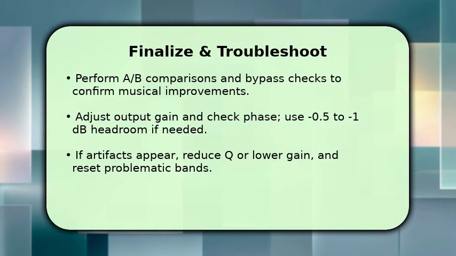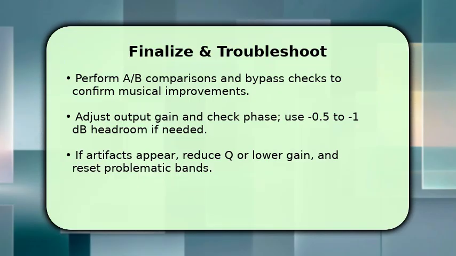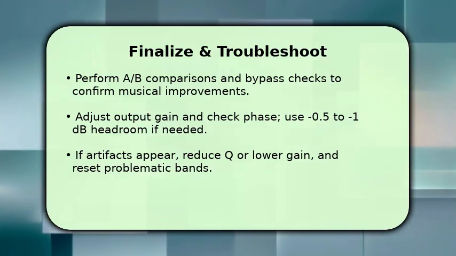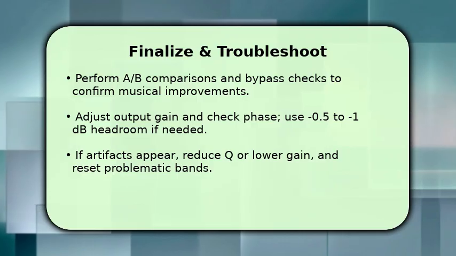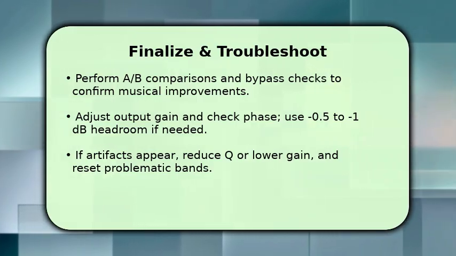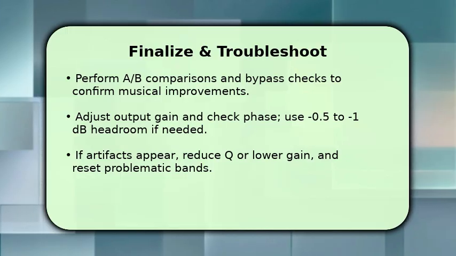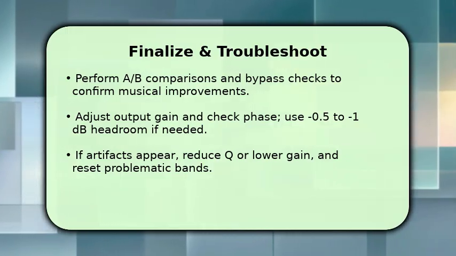You finish by comparing before and after with quick A/B toggles to ensure your changes serve the mix. Trust your ears over meters. Make small output gain adjustments to maintain headroom. Aim for a safe ceiling around -0.5 to -1 dB if you'll master later.